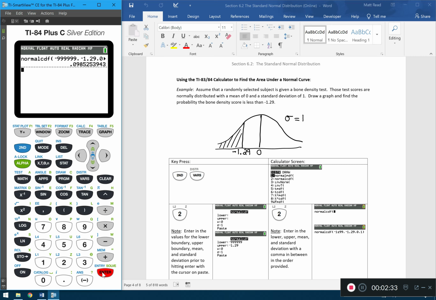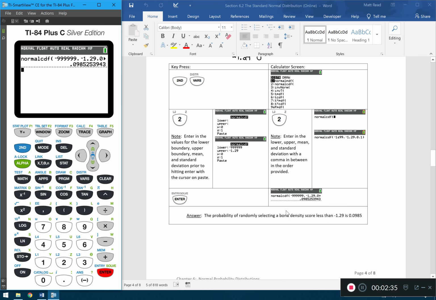Once you're done with either of these steps, you'll go ahead and press enter, and this shows you the probability of selecting a bone density test score that is less than -1.29, which is 0.0985. Please do not forget these are probabilities and rounded to 3 significant digits.